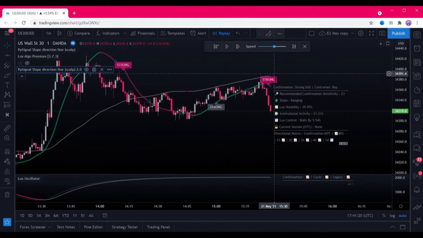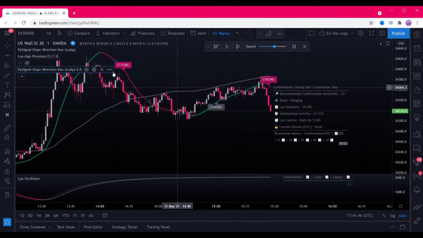Now, when I see this, Lux told me to enter, everything's lined up. Like I said, I don't really use the Lux oscillator. It's just there because it's just there. I don't really use it that much, especially on this strategy. It's not really helpful to me.